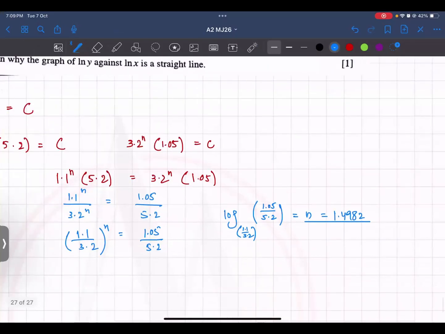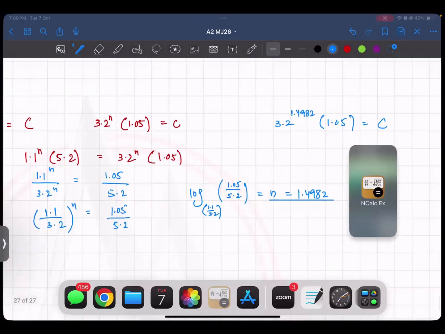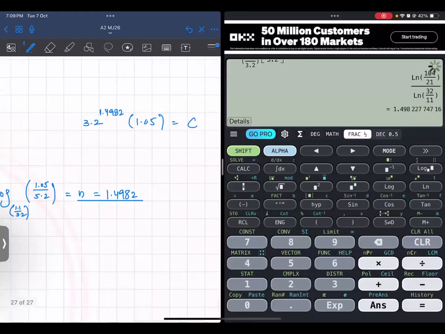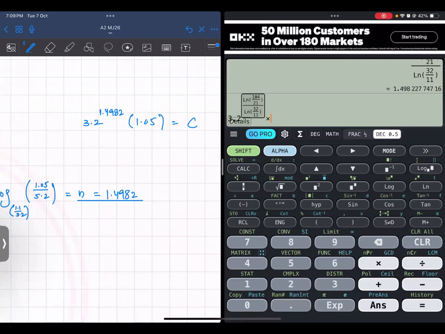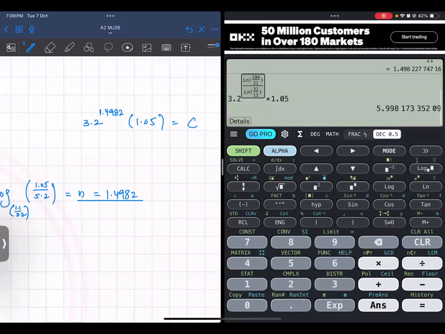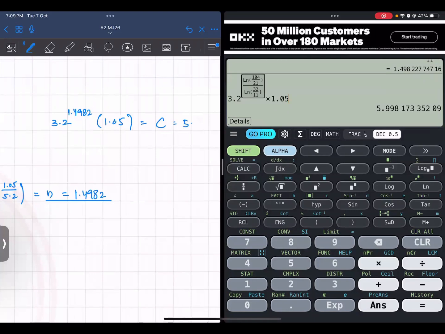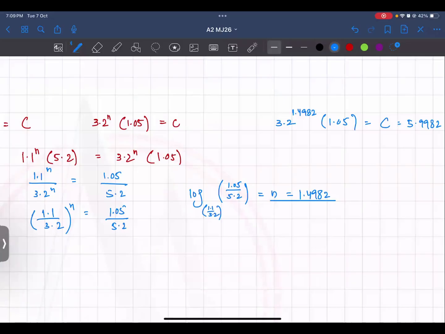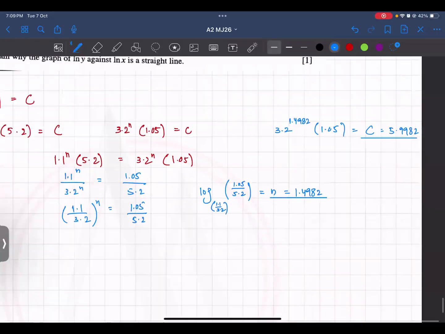And now you would want to find the value of c. So 3.2 power this 1.4982 multiplied by 1.05 is equal to c. So this answer, whatever you've gotten, 3.2 to the power of this answer multiplied by 1.05. So 5.998. These are the two answers. Direct. No need of doing that thing as well.